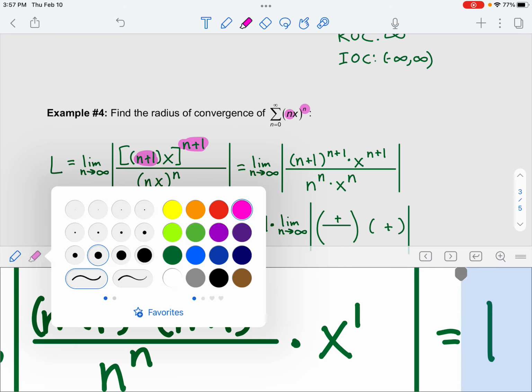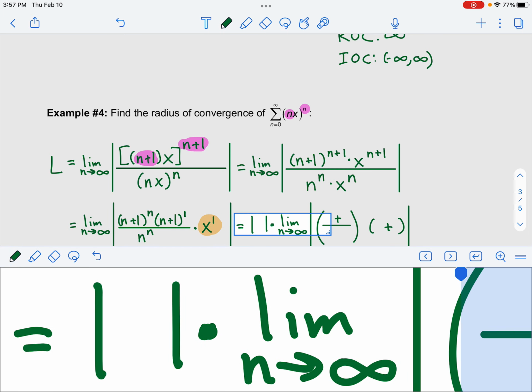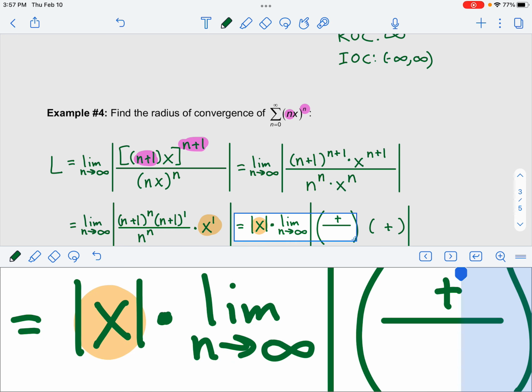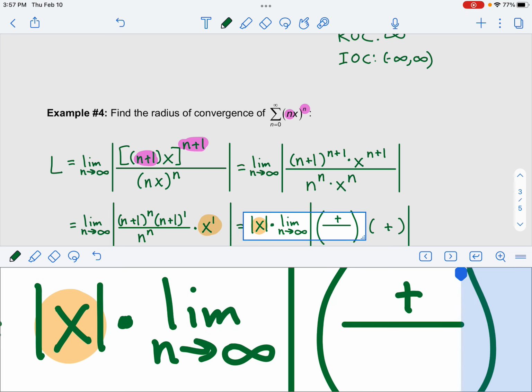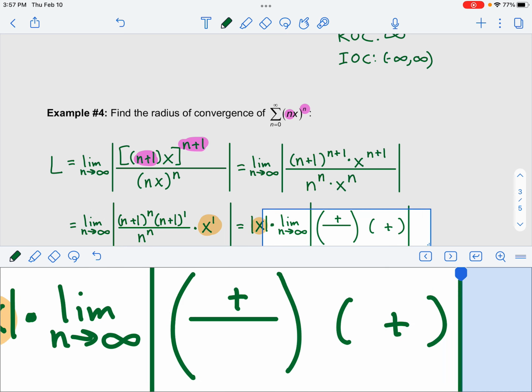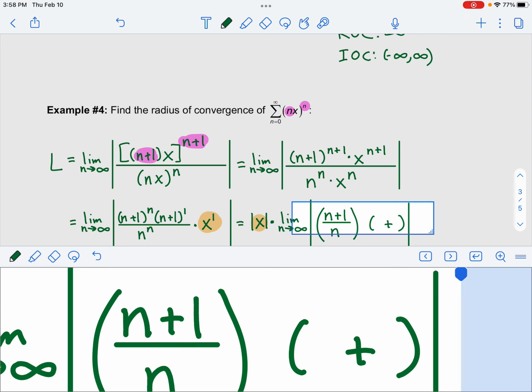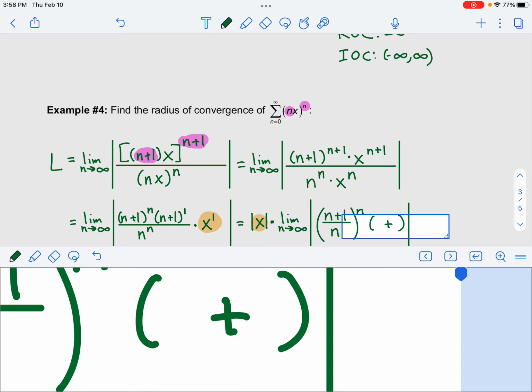And now, just like with the last couple of questions, the x term does not get affected by this limit. We're going to treat it as a constant. And so I'm going to write absolute value of x on the outside. Now this is a limit as n approaches infinity of the absolute value of, and I have two terms that are to the nth power. I have the n plus 1 to the n, and I have this n to the n. So I'm going to group those together and write n plus 1 over n, all to the nth power. And then I have an extra n plus 1.